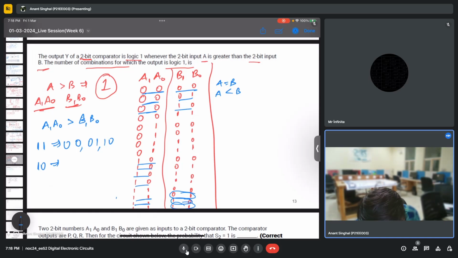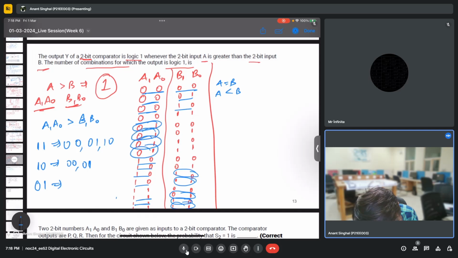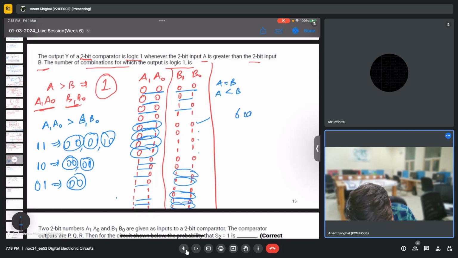Let's say where we have 1 0, it is possible when B is 0 0 and 0 1, because the rest two of them are 1 1 and 1 0. It is also possible when A is 0 1 and B is 0 0. So these 4 cases are there. The rest are equal or smaller. So there are a total of 6 cases in which A is greater than B, or A1 A0 is greater than B1 B0.